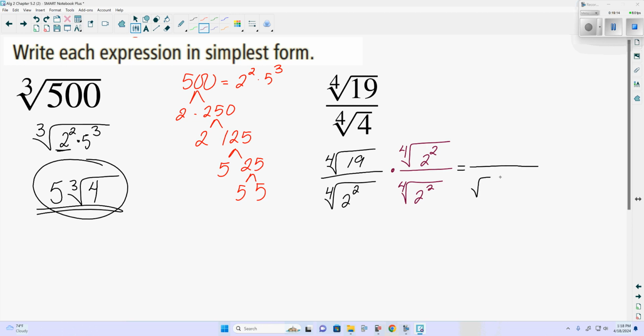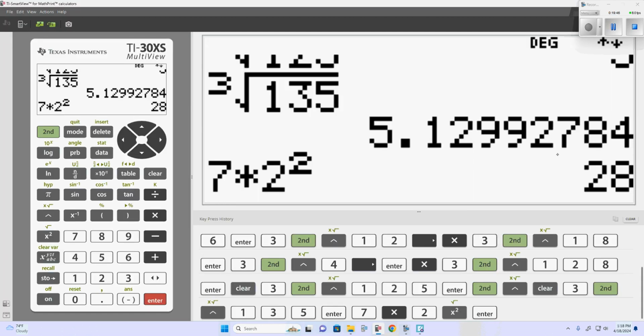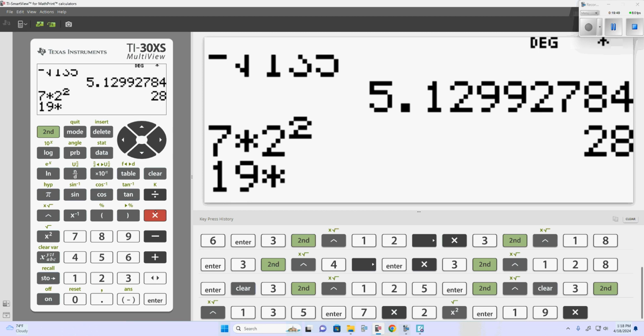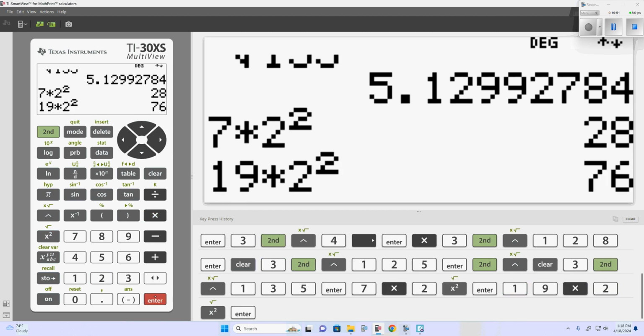Now the denominator is going to become the 4th root of 2 to the 4th, which is just 2. The top is going to be the 4th root of 19 times 2 squared. Now the top, 19 times 2 squared is what? Is 76.